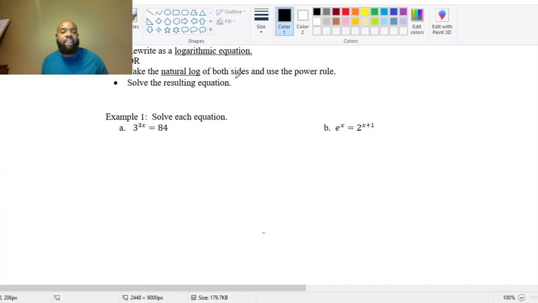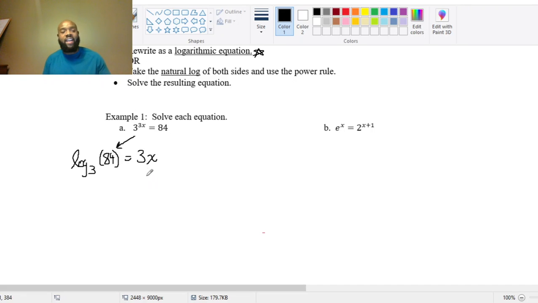In part A, I have 3 to the 3x equals 84. There are actually two methods or two ways that we can do this. I'm going to do this one using this first method up here, which says to rewrite as a logarithmic equation. Remember, when our base is raised to an exponent and that equals some value, we could rewrite that as a logarithmic equation, saying log at base 3 of 84, or that expression, equals our exponent.